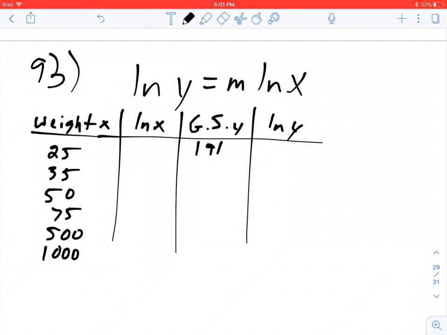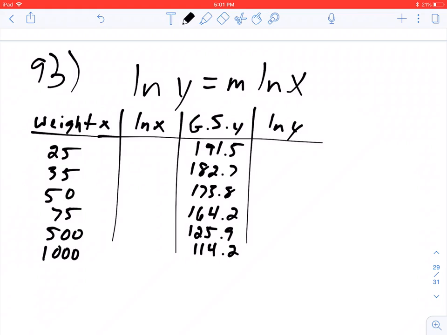And so we had 191.5, 182.7, 173.8, 164.2, 125.9, and then 114.2. Now what we actually have to do is take each one of those numbers. They said they're related via a logarithmic equation. So we have to take the natural log of each of those numbers to come up with a new data table.